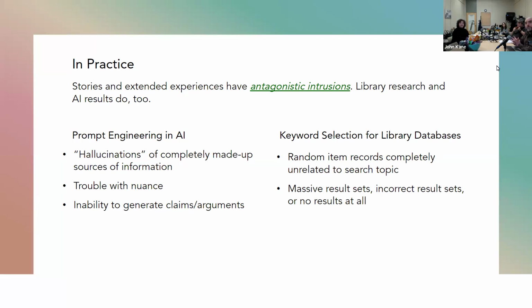Yeah, so in terms of thinking about the way that library research has these sort of antagonistic intrusions as well, you can get random item records that are completely unrelated to what you're searching for. You can also get massive search results or no search results, or just completely things that are off the wall, not related. So there's a lot of similarities here you can see in practice, in terms of these antagonistic intrusions. So we'll get to in a minute more about how to deal with them.